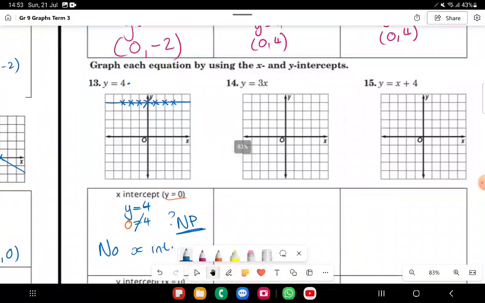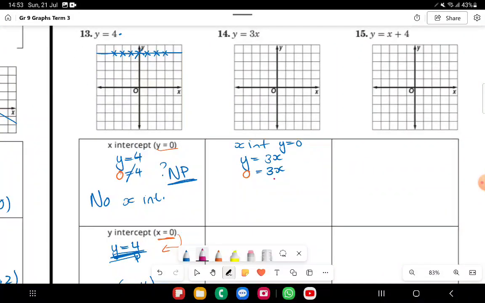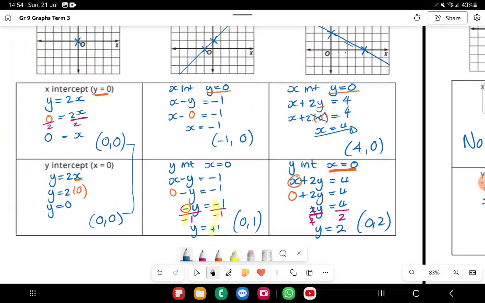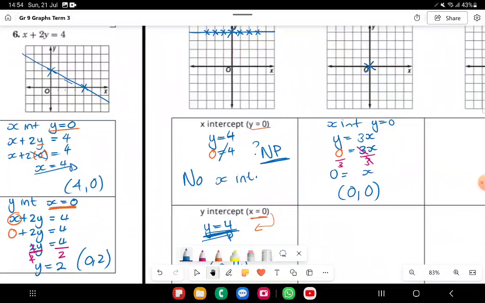Okay, next question. X-intercept, y equals 0, y equals 3x. So 0 equals 3x. Divide both sides by 3 to get rid of that in front of the x. X equals 0. So that means that my cutoff is going to be at 0, 0, which is there. Now, do you remember when we did this 0, 0, I told you if one intercept is 0, 0, the other one is also 0, 0. Let's see if that's true.